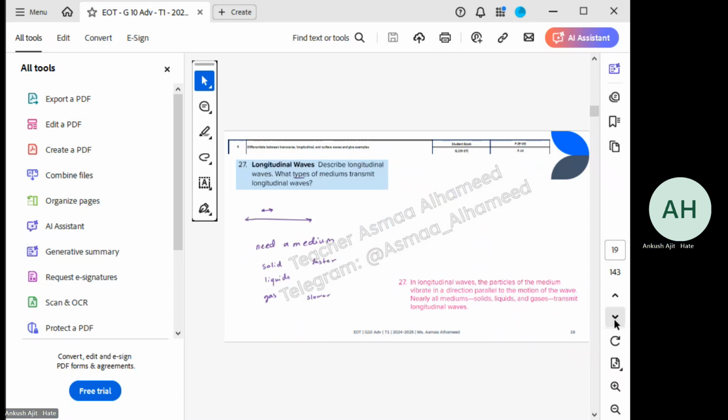Here, describe a longitudinal wave. What about the medium that transmits a longitudinal wave? So definitely you need a medium here. That is very clear over here, right? You need a medium, that's not a problem.